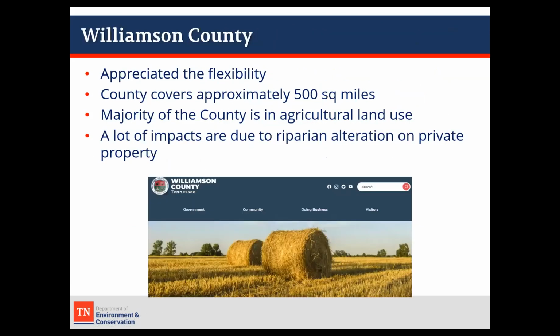Okay, Williamson County was very clear to express appreciation for the flexibility that option 2 allowed. Their county covers approximately 500 square miles, the majority of it being ag. And so they were able to really focus their monitoring plan on areas where the MS4 could have some impact, and again, focus that money in an area where they could see improvements.